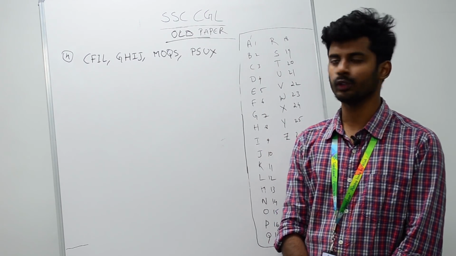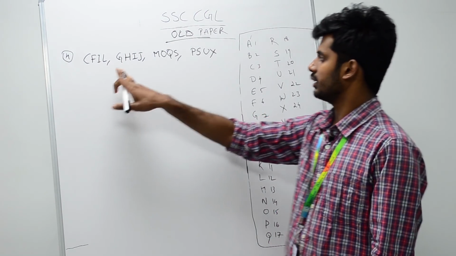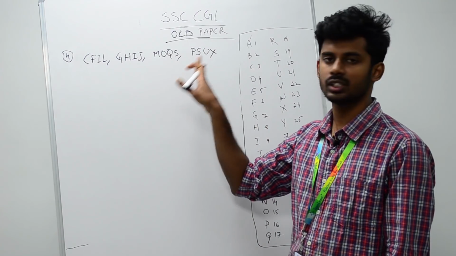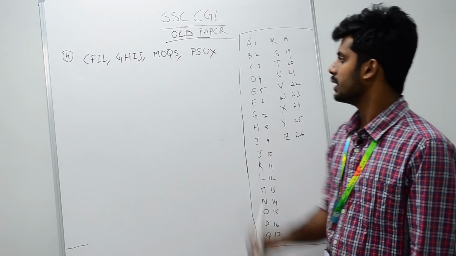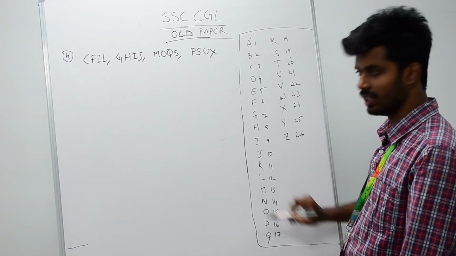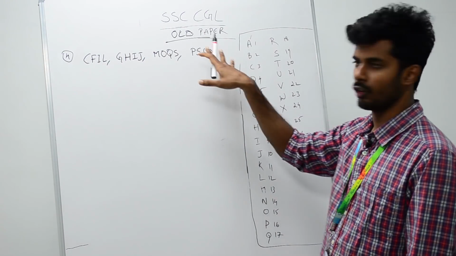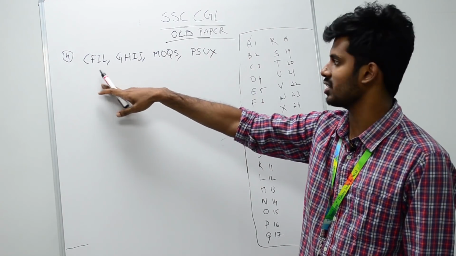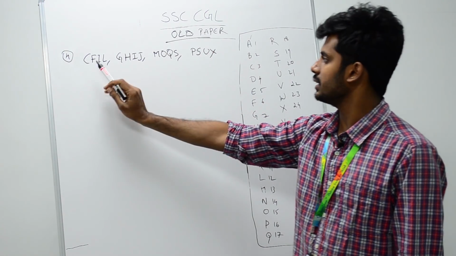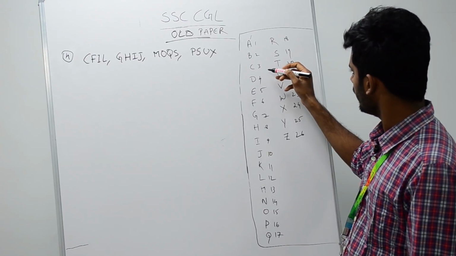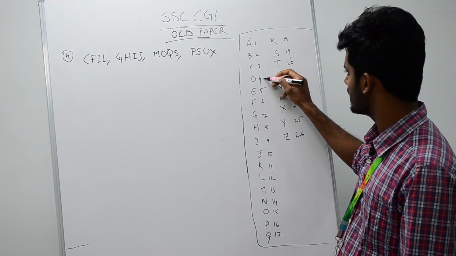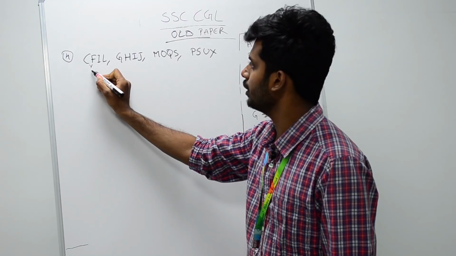So coming to the fourth question, they have given this and they have asked us to find the odd one out. So again this section will help you out. When you are having this kind of question, just see what is the common difference between each alphabet. See C and F, there is a two difference: D and E. So between them, two gap is there.